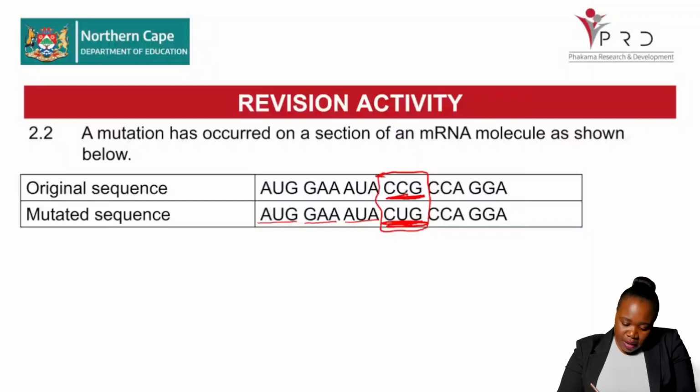What kind of mutation has happened here? The C has been replaced by the U. It means that there has been a mutation over there.